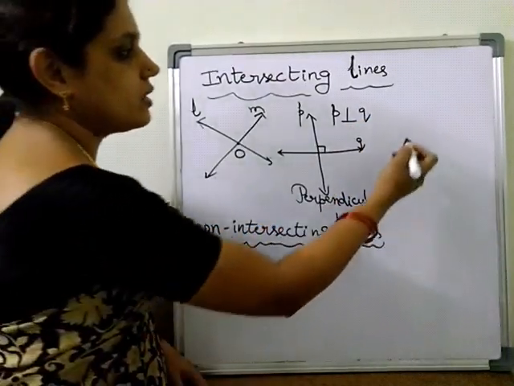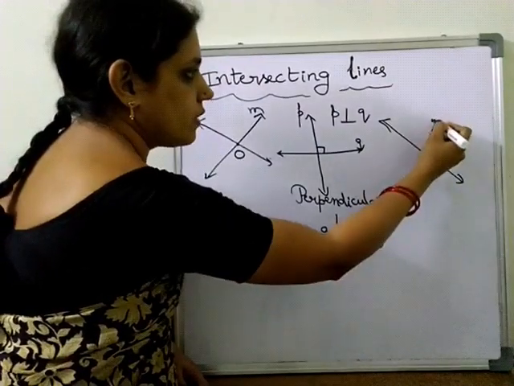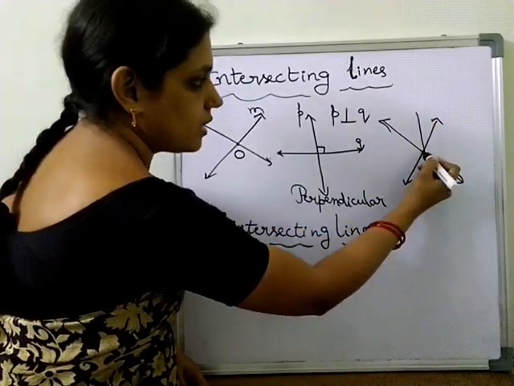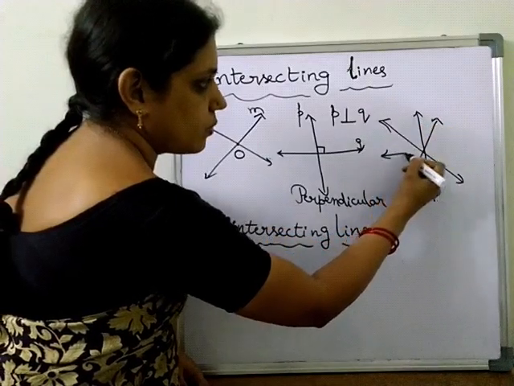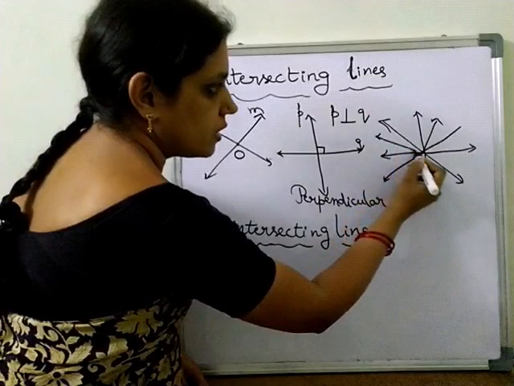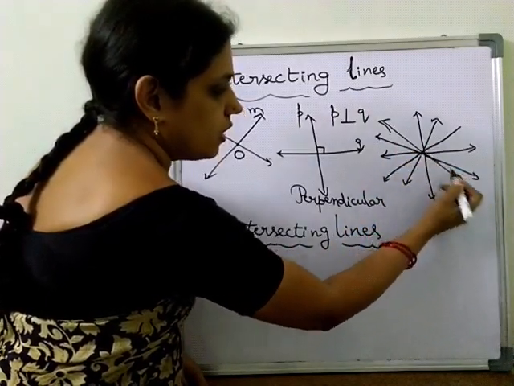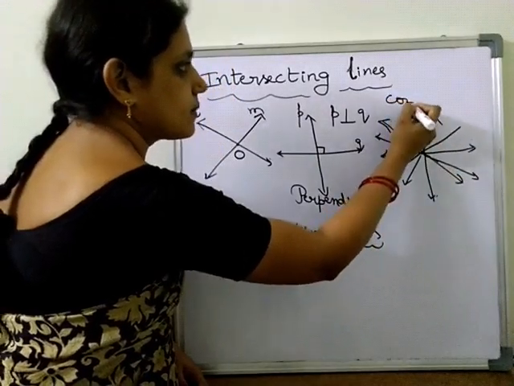Understood? Now, if more lines are intersecting at one point, then they are called concurrent lines.